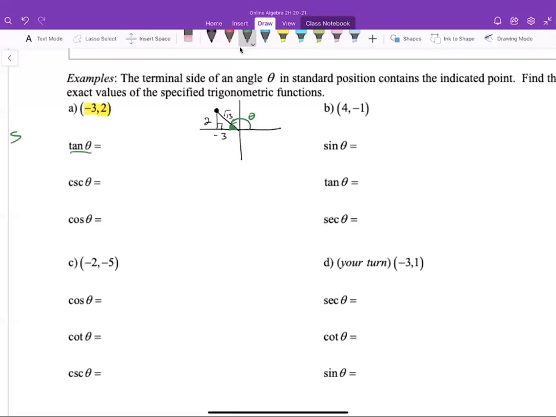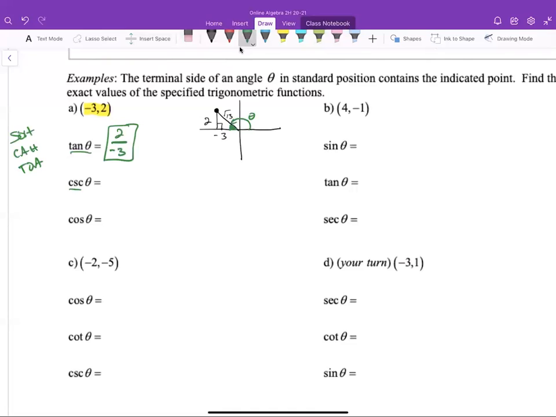Tangent of theta, as I've said, I always write SOHCAHTOA when I'm working with this, so I don't forget. So tangent of theta is opposite over adjacent. Focusing on my reference angle inside that triangle, I have tangent is equal to 2 over my adjacent, which is -3. So the answer is 2 over -3.